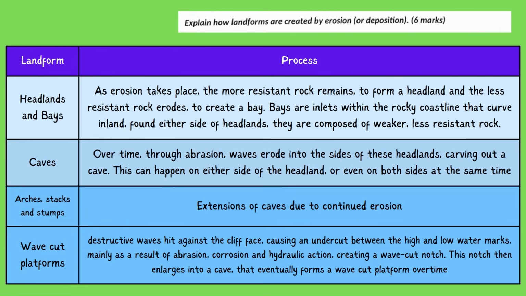Wave cut platforms. Destructive waves hit against the cliff face. Hopefully you know what destructive waves are. If not, I would recommend watching my video about that. This causes an undercut between the high and low watermarks, mainly as a result of abrasion, corrosion, and hydraulic action, creating a wave cut notch, which is kind of like a little gap in between. This notch then enlarges into a cave, and that eventually forms a wave cut platform over a long period of time.